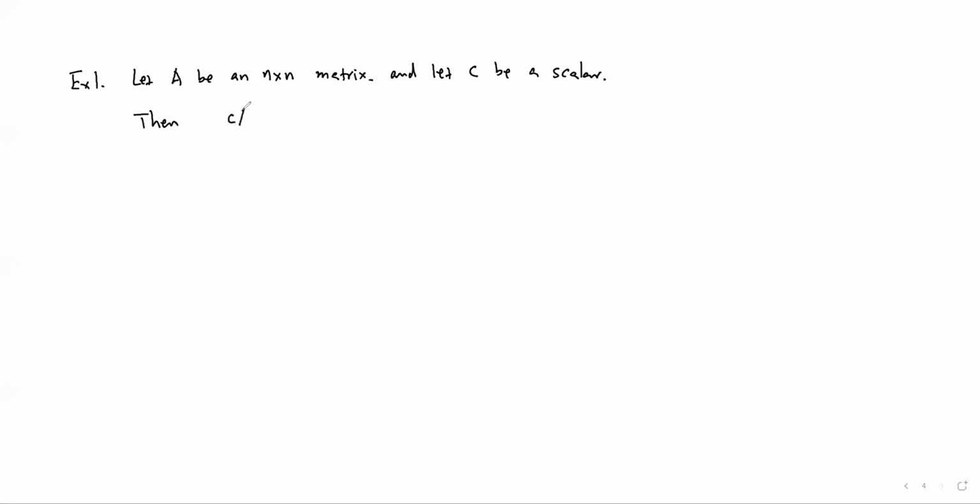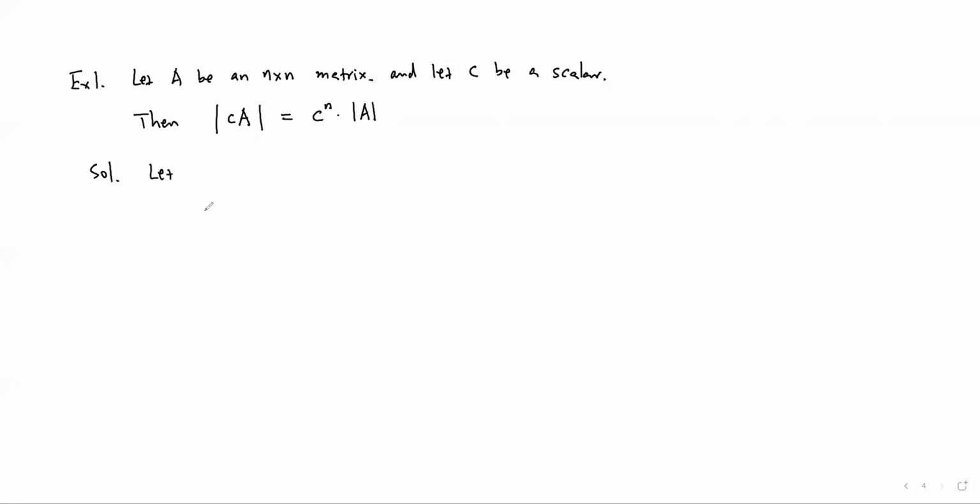C times matrix A. Then take determinant. What is the formula? It turns out that it is C to the power n times the determinant of A. How to see this formula? Yeah, solution is how to see this formula. Okay, now in detail, let me write down the matrix A in detail.